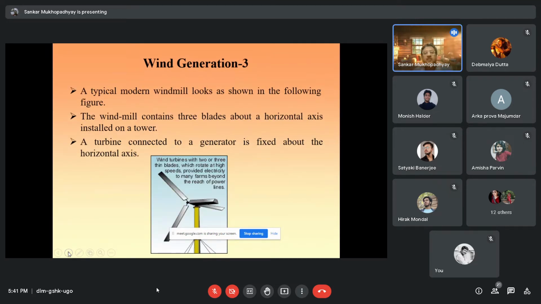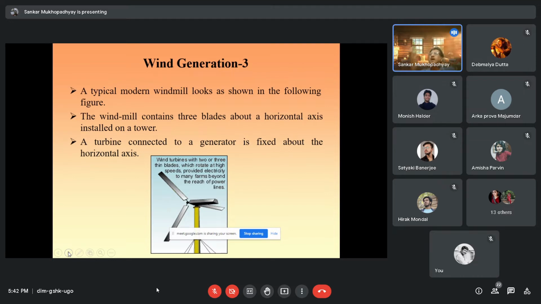A typical modern windmill looks as shown in the following figure. The windmill contains three blades about a horizontal axis installed on a tower. So, these three blades are connected to a horizontal axis. Why is it horizontal axis? Because it is parallel to the earth plane, and this horizontal axis is not at the ground level, because number one, you need to give access for the blades, and number two, you are not getting sufficient wind speed at the ground level.